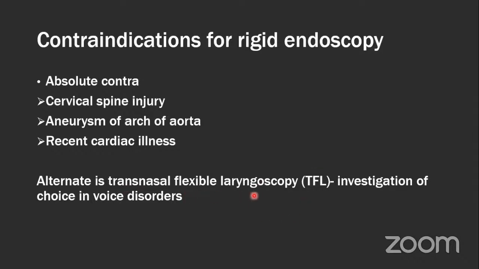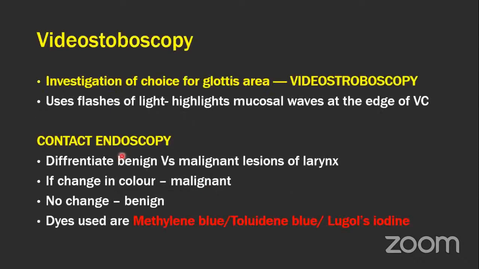So a transnasal flexible laryngoscopy along with a stroboscopy. This stroboscope can be attached to both rigid endoscope and flexible endoscope. But the transnasal flexible laryngoscopy is the investigation of choice. So transnasal flexible laryngoscopy with stroboscopy is the investigation of choice in voice disorders. Okay. TFL along with the stroboscopy. And this stroboscopy, I already told you, is for the glottic area along with the transnasal flexible laryngoscope. The investigation of choice is video stroboscopy.